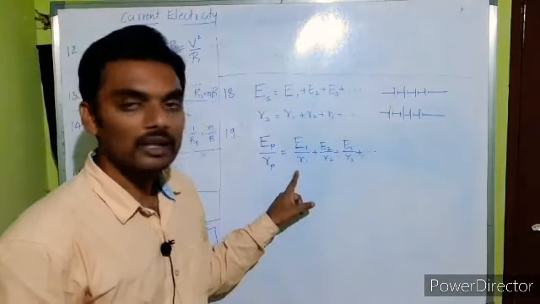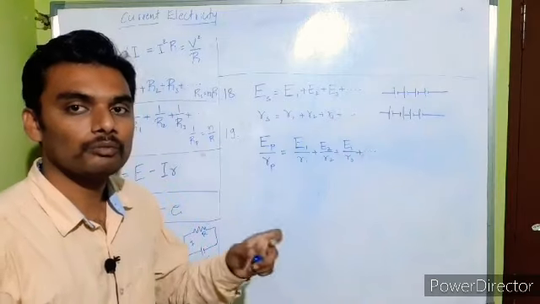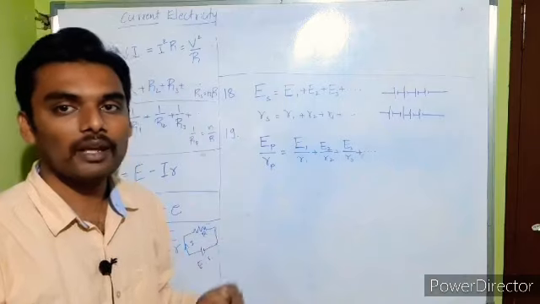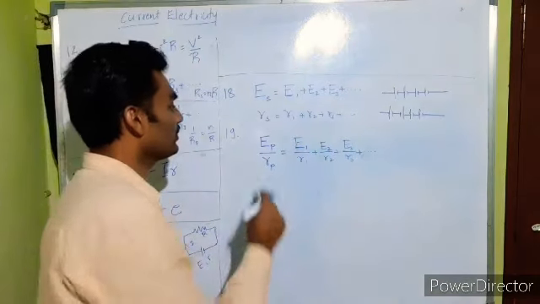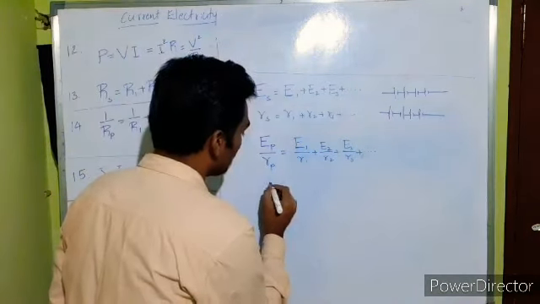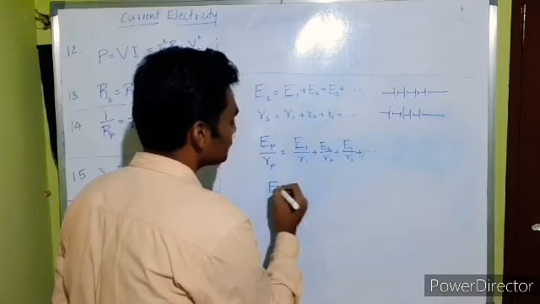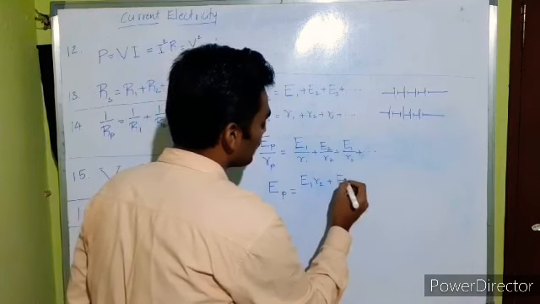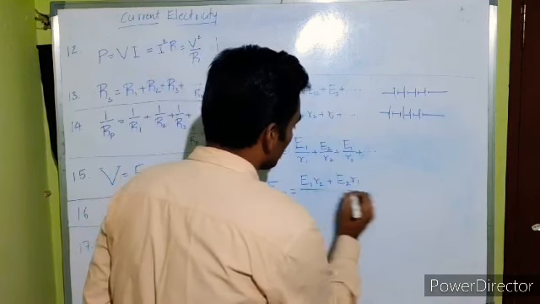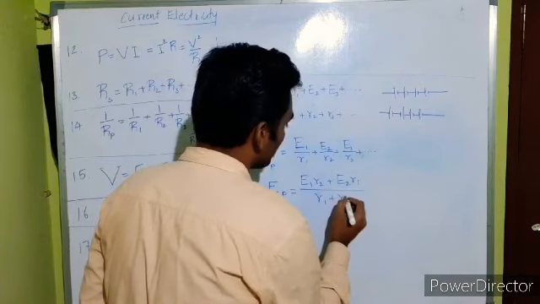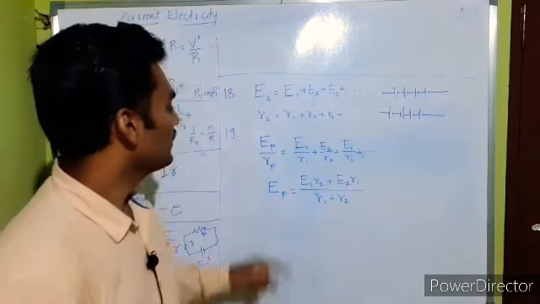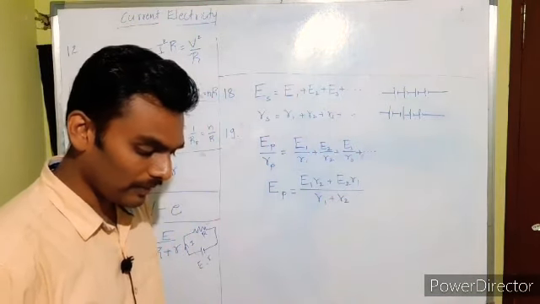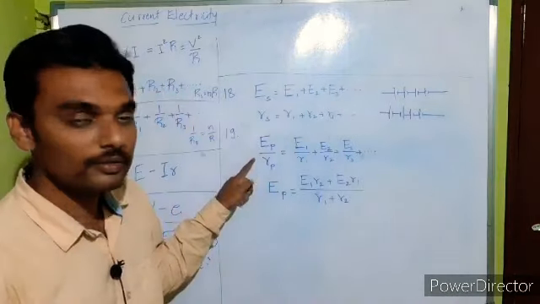But particularly when it comes to numerical problems of boards, they normally stick with two cells connected in parallel. When that is the situation, you can directly write the expression for EP as E1 R2 plus E2 R1 divided by R1 plus R2. You can get back the same expression. That's not a problem, it's easy, you can work it out.